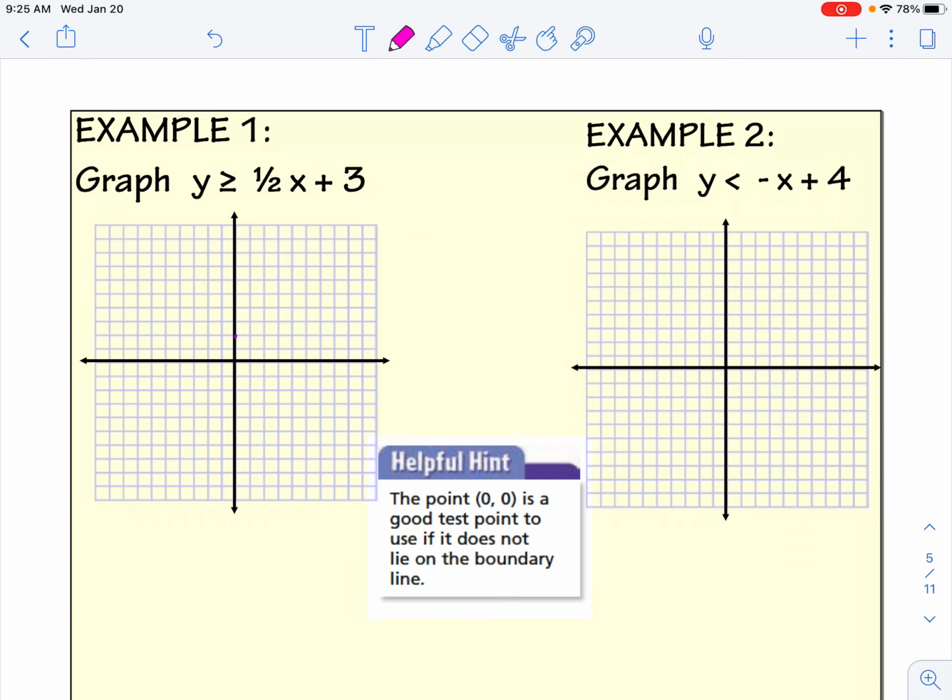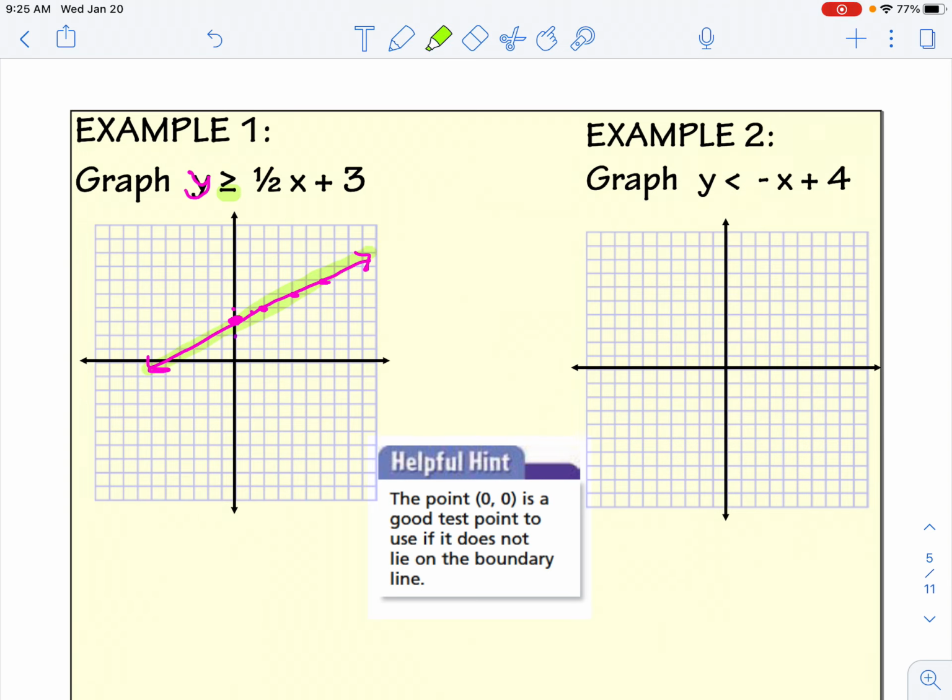So let's start this first one here. All right, so the first thing I do is I put it in slope-intercept form, but this one's already solved for y, so I don't need to do that. So I start with my y-intercept plotted at 3, and then I use my slope to go a rise of 1 and a run of positive 2, so that's up 1 over 2, etc. Now I look. Notice I have this equal sign right here, so I should have a solid boundary line because of that equal part.